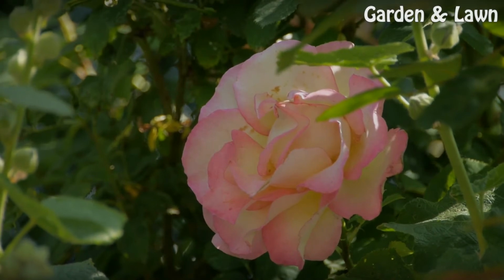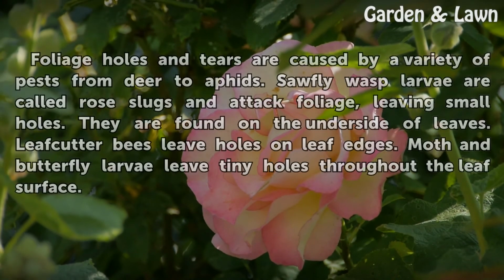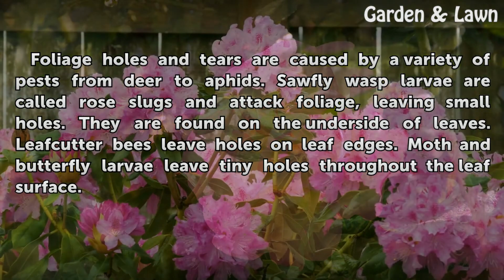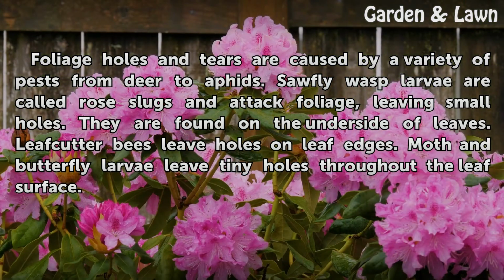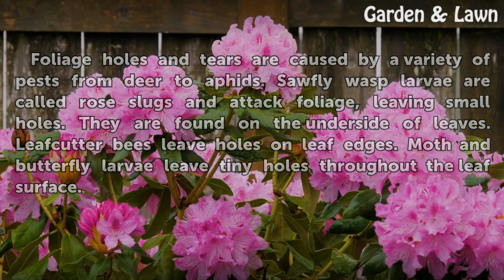Pests. Foliage holes and tears are caused by a variety of pests, from deer to aphids. Sawfly wasp larvae are called rose slugs and attack foliage, leaving small holes. They are found on the underside of leaves. Leafcutter bees leave holes on leaf edges. Moth and butterfly larvae leave tiny holes throughout the leaf surface.